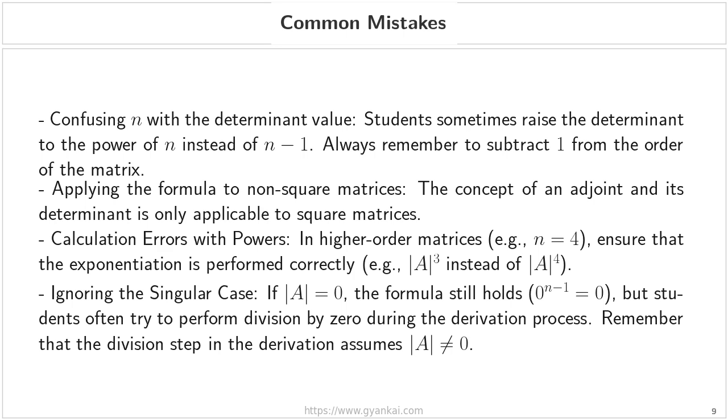However, I want to reassure you that the final formula, determinant of the adjoint equals the determinant of A raised to the power of n minus 1, still holds true. If the determinant of A is 0, then the determinant of the adjoint will also be 0, provided the matrix order is greater than 1. Just keep in mind that the division step we use to find the formula assumes the matrix is non-singular.